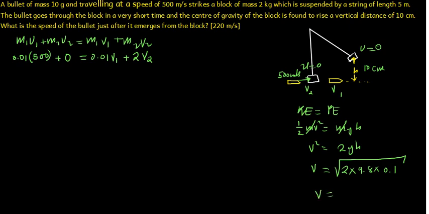So v2, which we are finding here, is going to be 2 multiplied by 9.8, then multiplied by 0.1, then we take the square root. So that is giving me 1.4 meters per second. So this is the velocity.